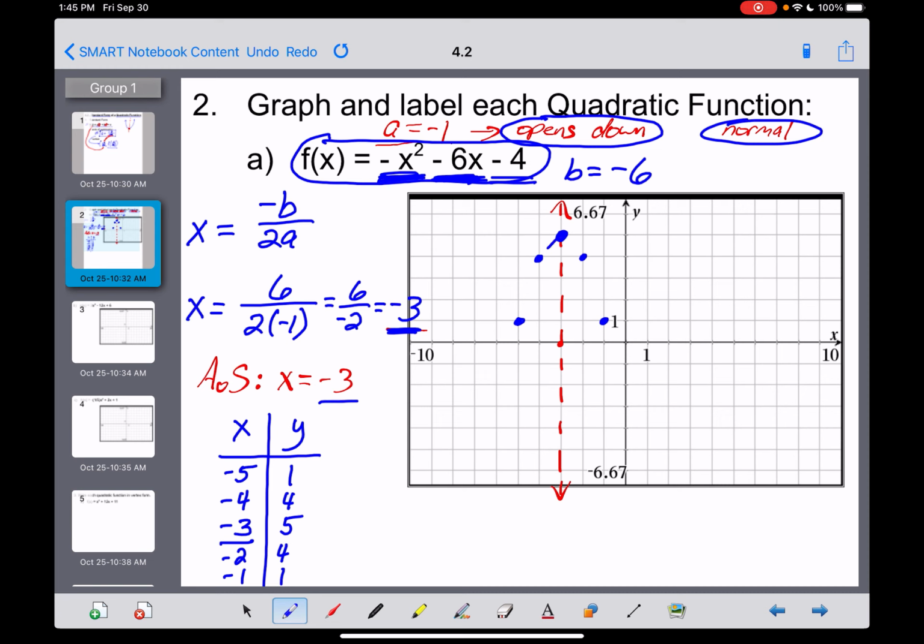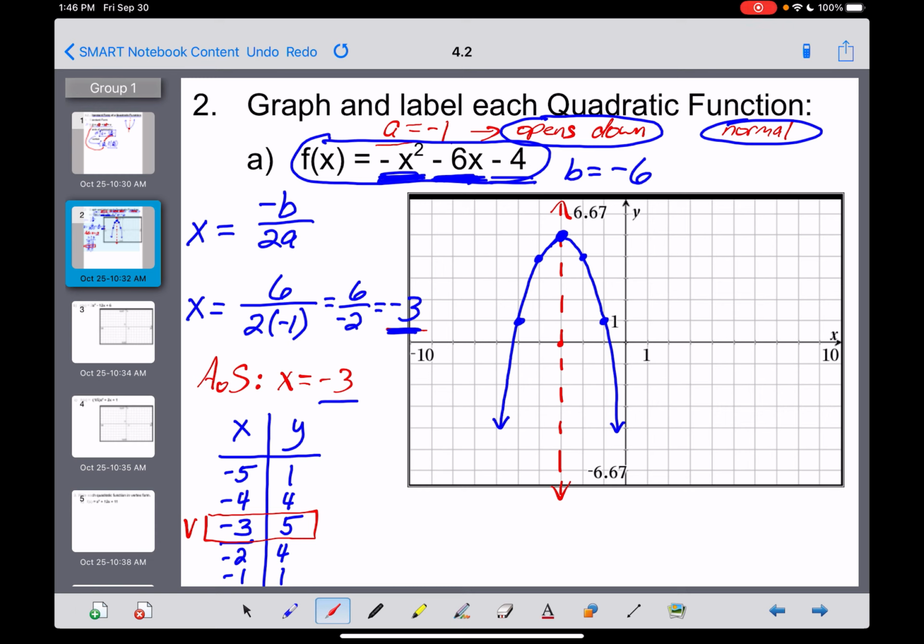So now I'm ready to go ahead and connect those dots with, as much as I can, a nice smooth curve right here. You don't want this to be like a big sloppy V right there. And there you go, guys. That's a pretty decent graph of what our parabola looks like. The only thing I should have labeled here is that our vertex is located right over here at the point -3, 5.